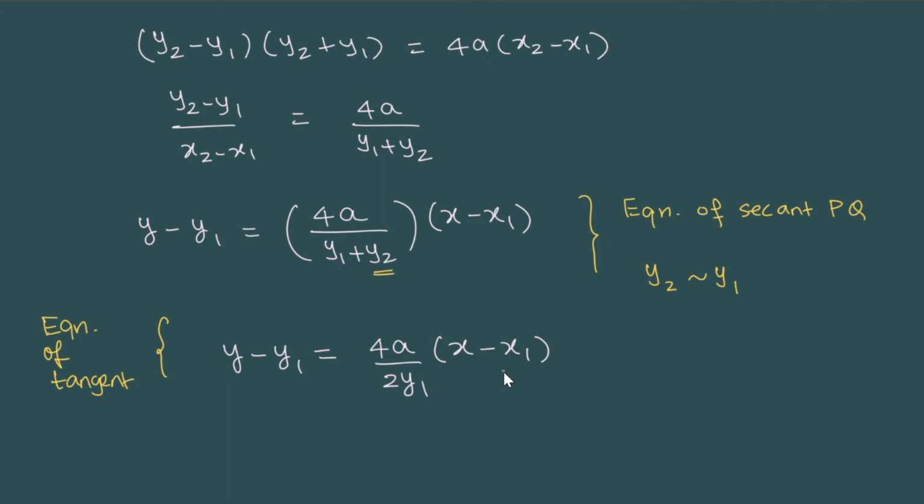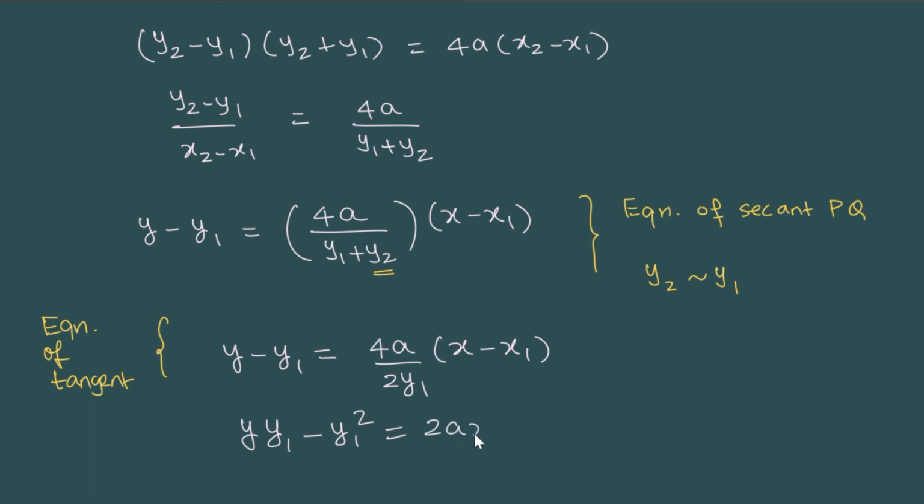Now this can be modified further to write it in a way which is easy to readily write down the equation of the tangent at a point on the parabola. So see, I'll show you what I mean here. So what do we have here? We have 2a. So let's say I have y into y1 minus y1 square.